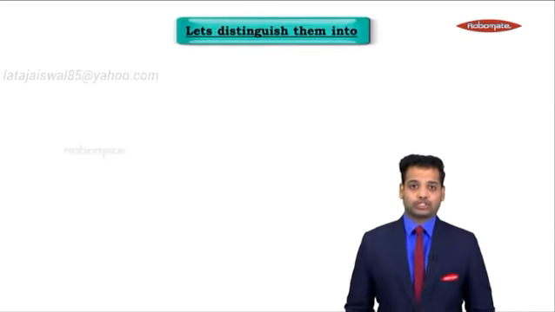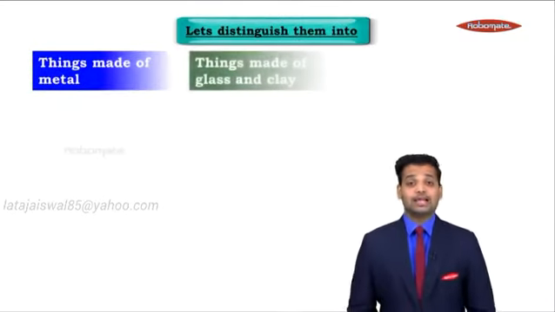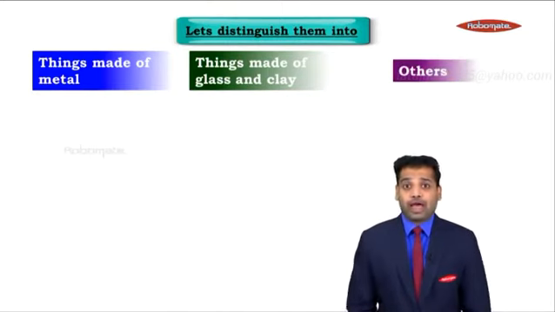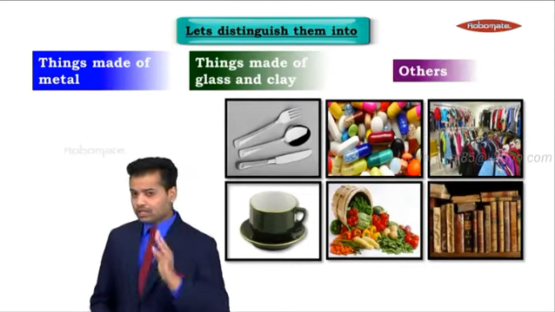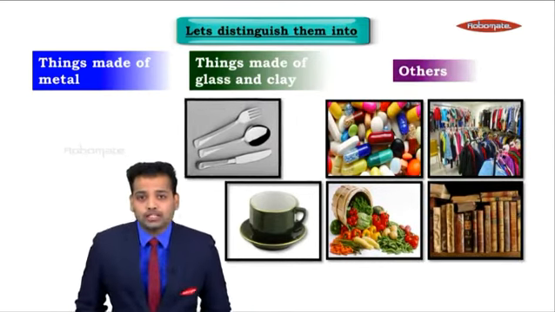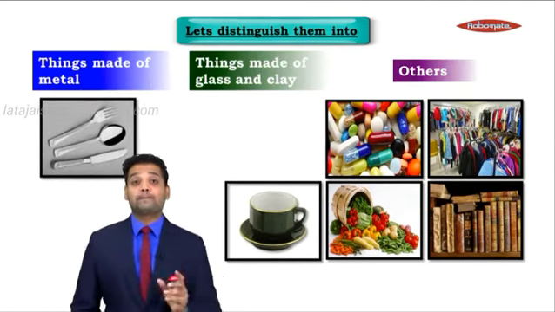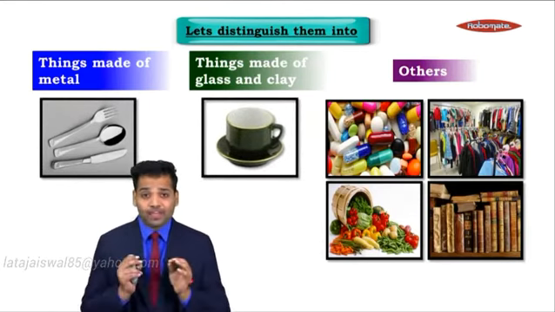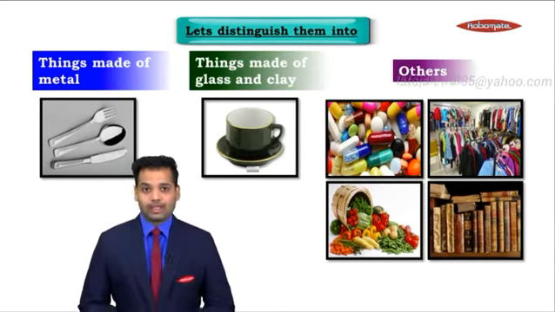Let's distinguish the substances into things made out of metal, things that are made up of glass and clay, and the others which we have no clue about. These are the substances. So you can clearly see the metal crockery is clearly made up of metal. So things made out of metal, yes. Glass and clay, obviously the cup and saucer is made up of glass and clay. But what are the other things made up of? Do you have any clue what the other things are made up of? Let's see what they are made up of.